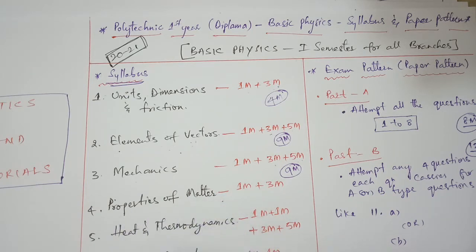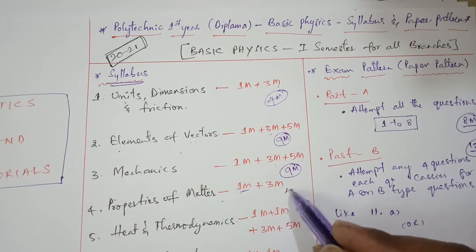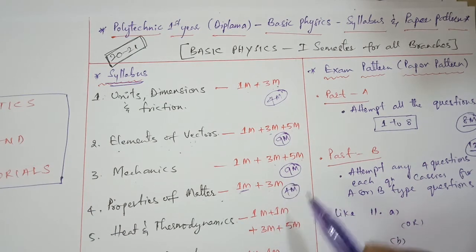On heating, what happens? On heating, what happens to solids? What happens to liquids? What happens to gases? These are the types actually, but here we will discuss only solids. On heating, what happens to solids? That is thermal properties of matter. In this, only a 1 mark question and a 3 marks question will appear. Total weightage is 4 marks.